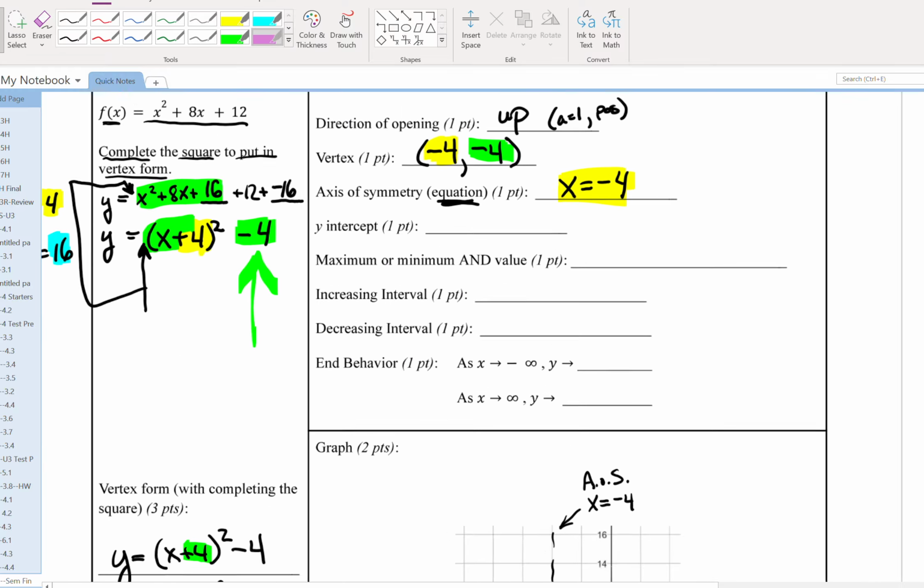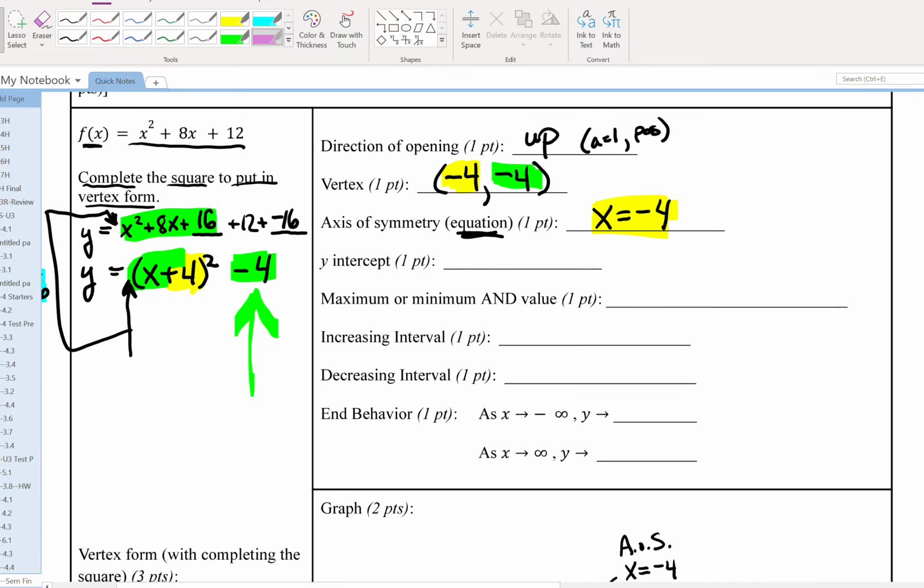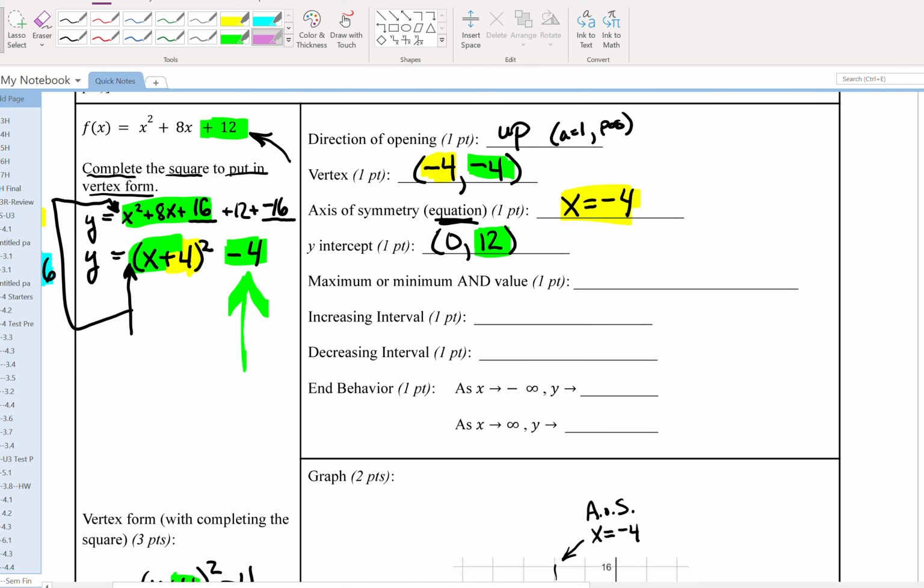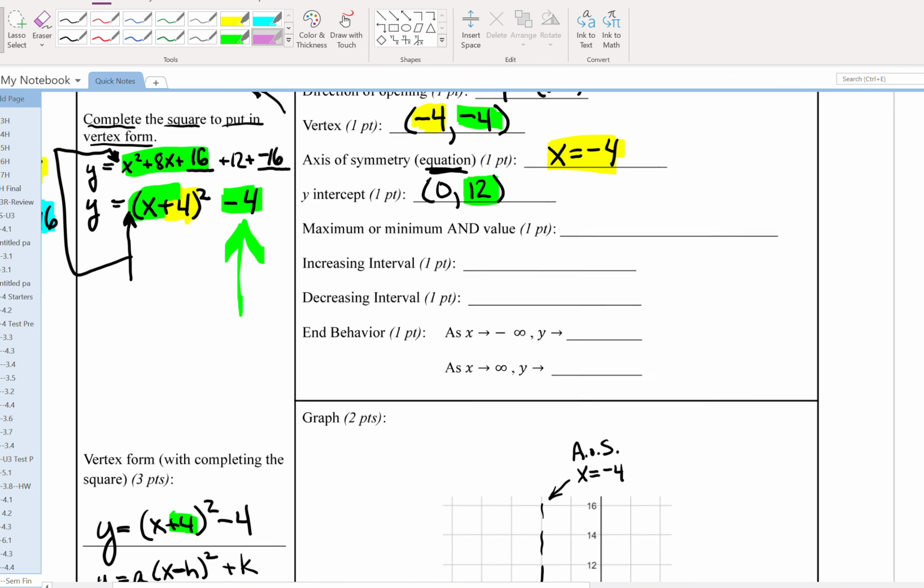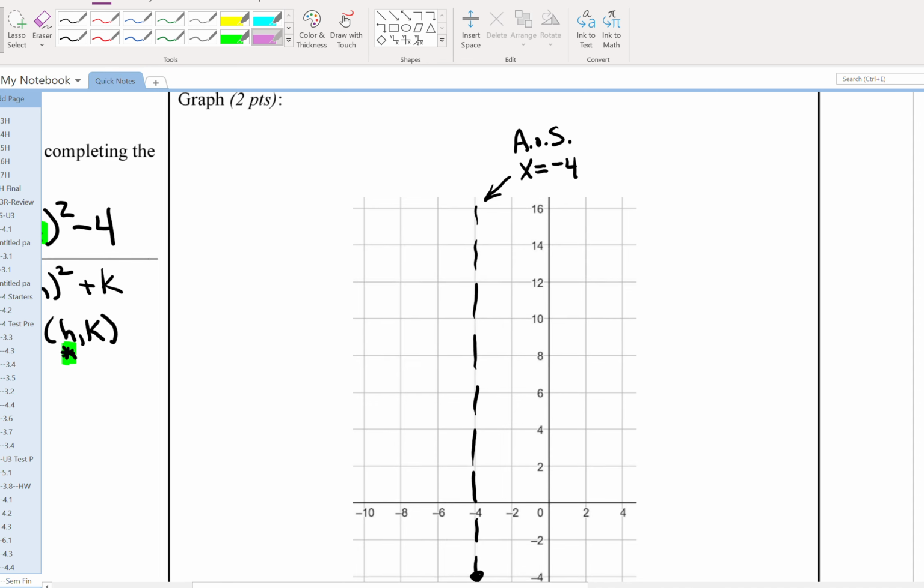The other thing is the y-intercept. Now the y-intercept, the easiest thing to get from standard form, is that point 0 comma 12. It's the same as that c value there. And so I can go down, or actually up in this case, 0, 12 is right here.